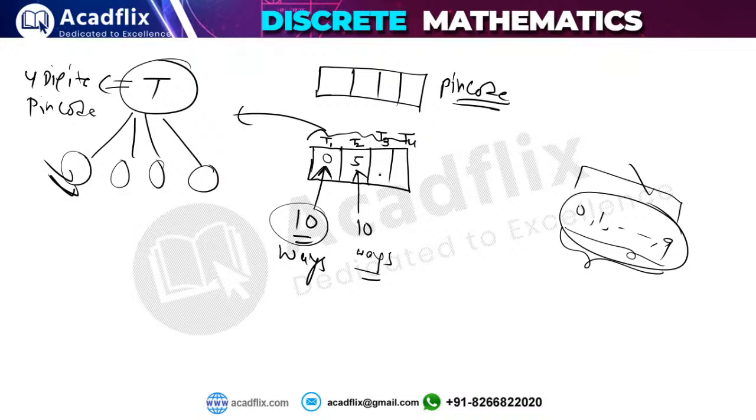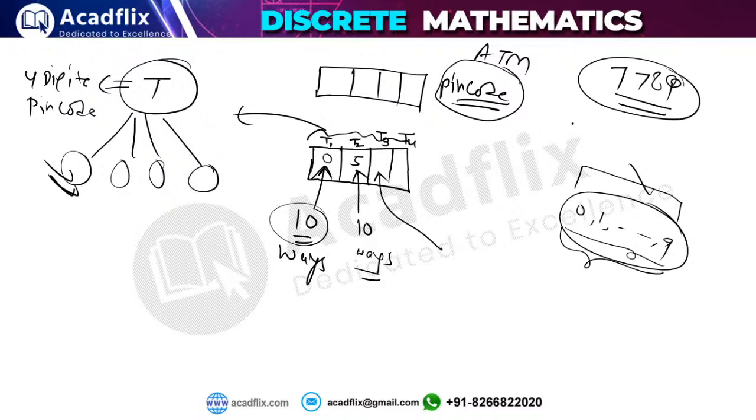Now, how many ways are there to complete this task T3? Remember, you are making a pin code. In a pin code you can have this kind of pin code also, like 7789. This is also a pin code, right? Let's assume you want to make an ATM pin code. So this kind of pin code is also possible. So you can see how many ways are there to complete this task T3. Again you have 10 ways, because again you can put any digit from 0 to 9.